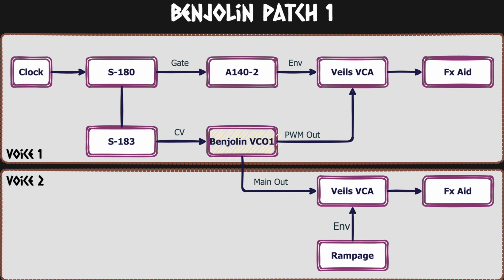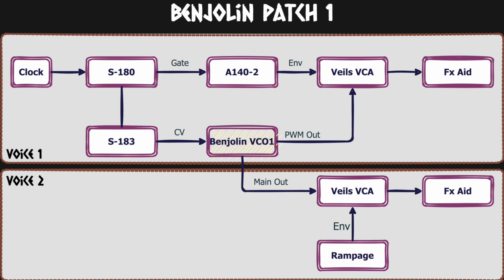We have two voices, both coming from the Benjolin using different outputs. Voice 1 is a lead melody. We have an unquantized CV sequence coming from the Ladic S183. And then we have gates from the Ladic S180, triggering an envelope on the Doepfer A140-2. And that envelope is being pushed into the Veils VCA, or one channel on the Veils VCA.